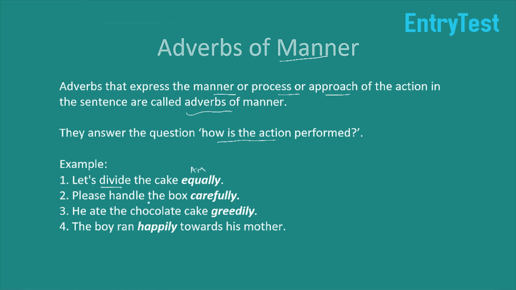Next, please handle the box carefully. So how do you want me to handle? It should be handled carefully. Okay. Next, he ate the chocolate cake greedily. Okay, so how was the process, or how was the manner of the kid? He was very greedy about eating the chocolate cake. So greedily shows the adverb of his manner. Next, the boy ran happily toward his mother. Okay, so what was the manner? The manner was happy. He was very happy. Okay, so run is being modified by the word happily, and that's the adverb here.